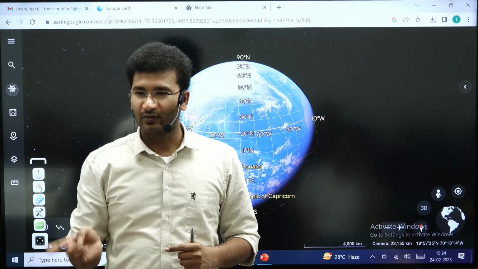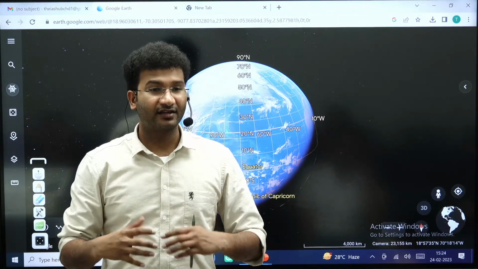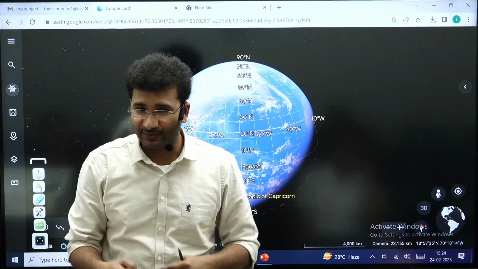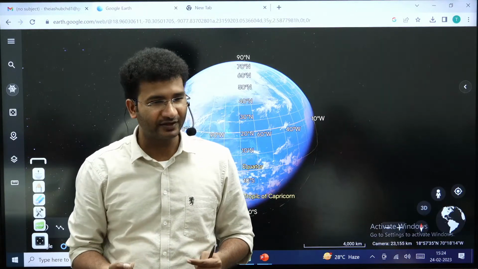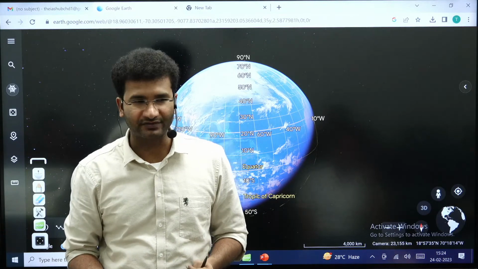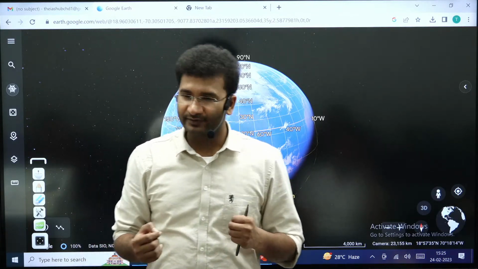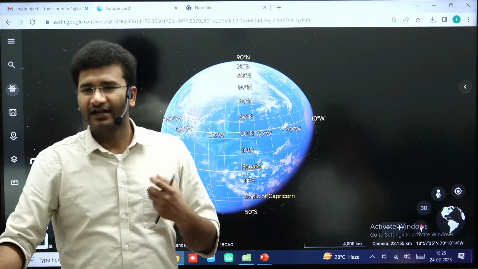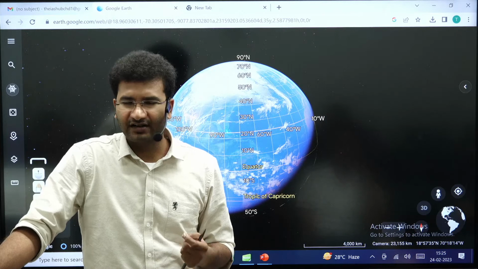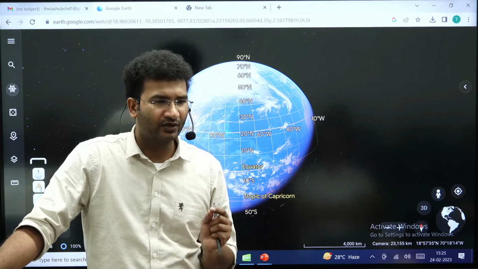Right? Similarly, there are also waves that are generated by the earthquake. Some are similar to sound waves and some are not similar to sound waves. When we study those waves, we also understand the interior of the earth. Some waves can travel through solid, some waves can travel through liquid.